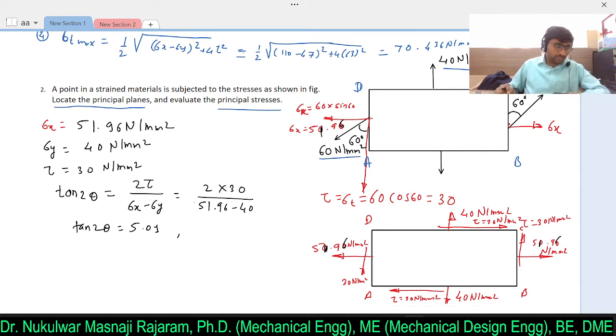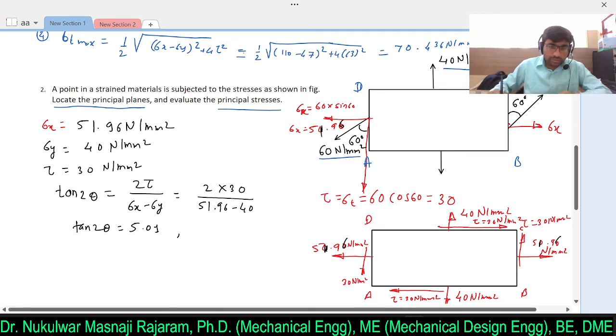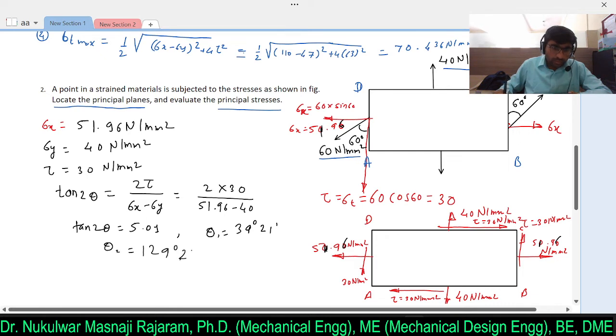So it is near about 72.71 divided by 2. Then here I will get theta equal to 39 degree 21 minute, and another theta 2 will be plus 90. So here I will get 129 degree 21 minute. Clear? So this is our first answer.